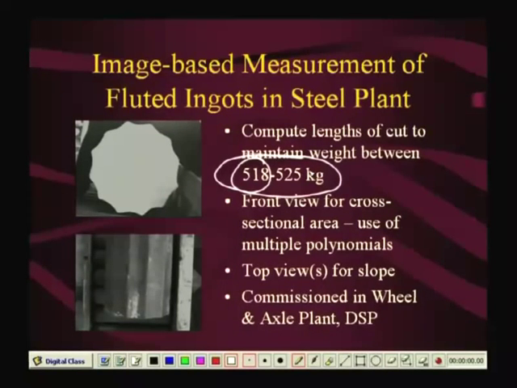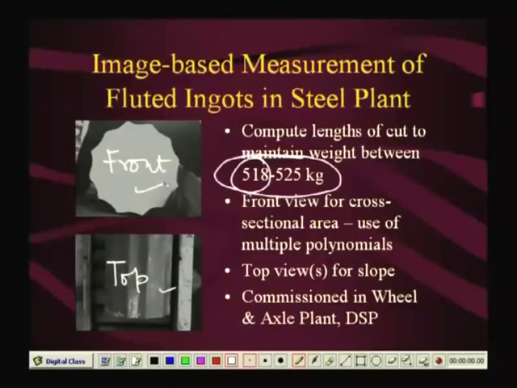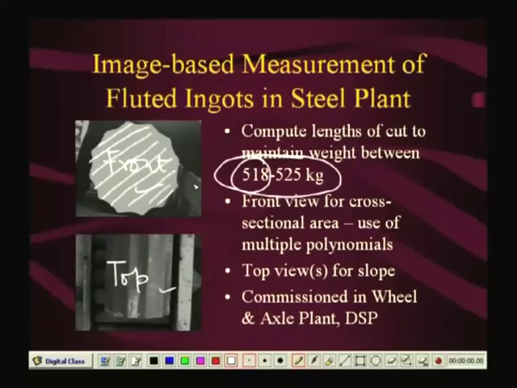The ingot was put on a roller platform. So the ingot is on the platform, and you would put one camera on the front, so you get this picture, this front face. And then you have one camera on the top, so you get this top view. And then you take pictures, so you get two images, these are the two images. Now, from these images, you have to find out, firstly, what is the area of this particular ingot?